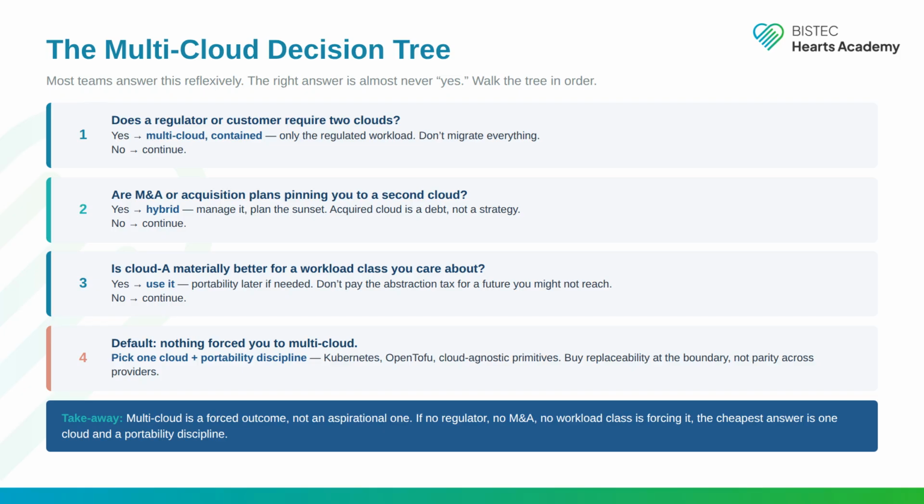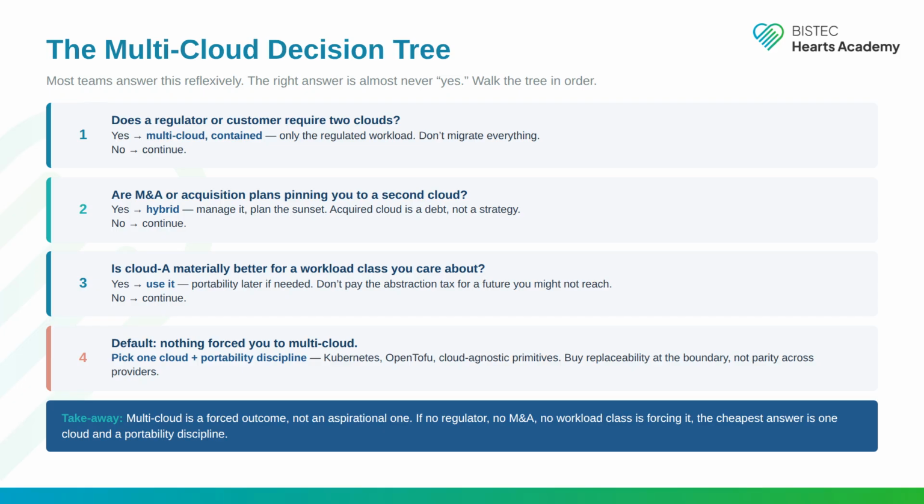Number 2. Are M&A or acquisition plans pinning you to a second cloud? If yes, hybrid: manage it, plan the sunset. Acquired cloud is a debt, not a strategy. If no, continue. Number 3. Is a cloud materially better for a workload class you care about? If yes, use it. Portability later if needed. Do not pay the abstraction tax for a future you might not reach. If no, continue.